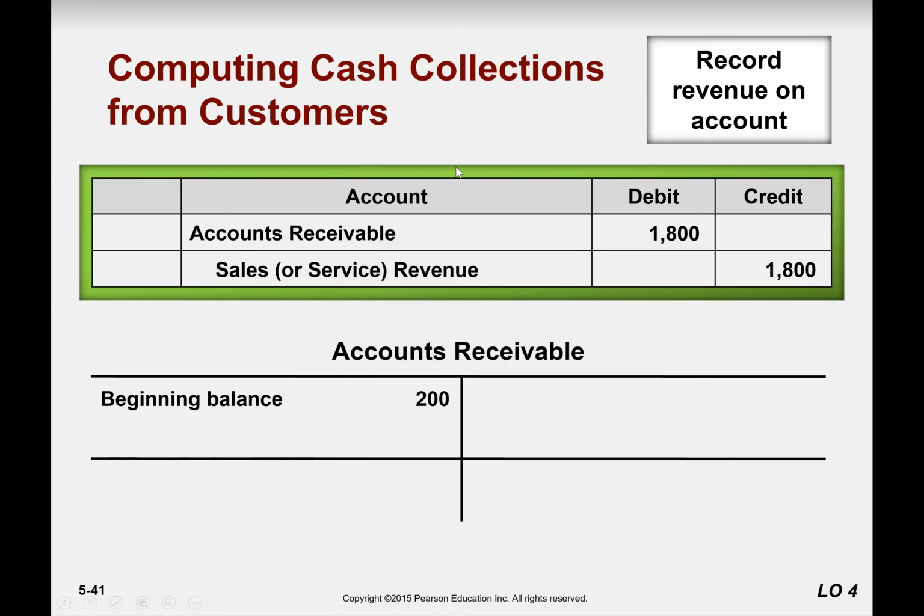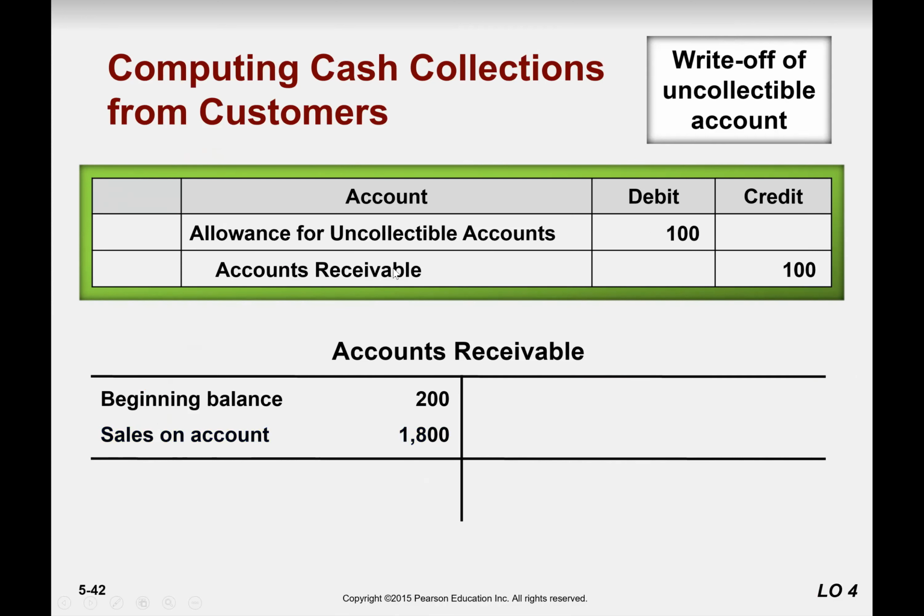Now, computing the cash collection from customers. We already discussed that one, because the left hand side is the debit side, which shows how much the total accounts receivable need to pay us, and the right hand side, credit side, tells us how much they actually paid, right? And the balance is still outstanding, right? So if you see here, sale happened, it is 1800, so accounts receivable to sales, right? Sales here.